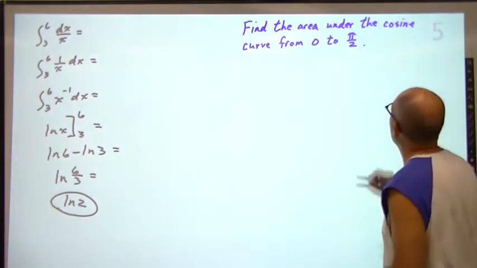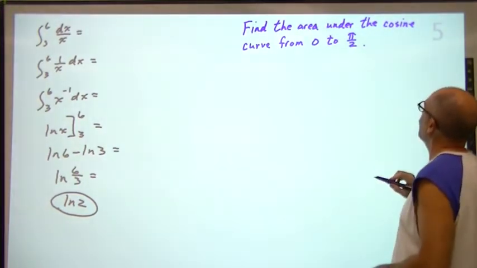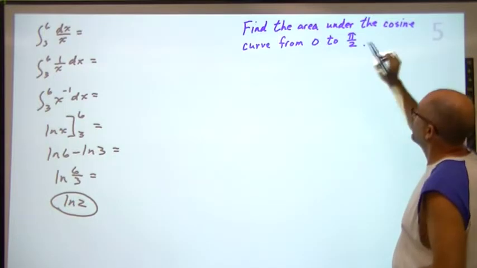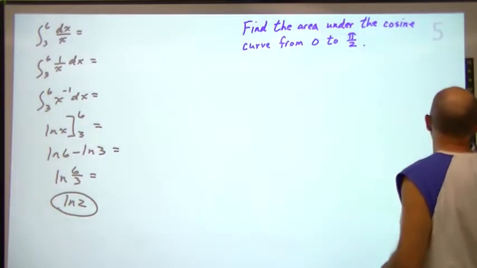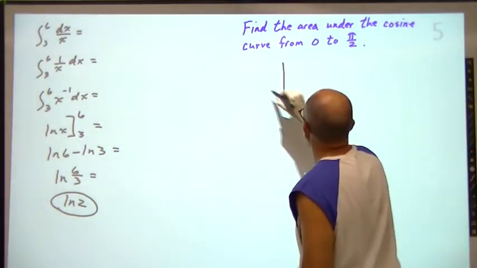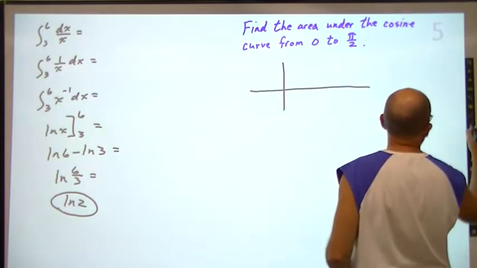Okay, now, find the area under the curve, the cosine curve from 0 to pi over 2. What's the cosine curve look like? Looks like this.